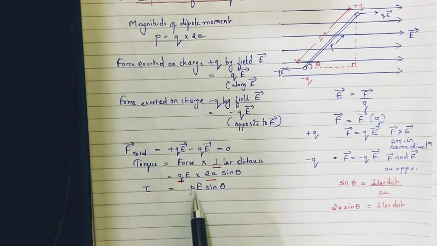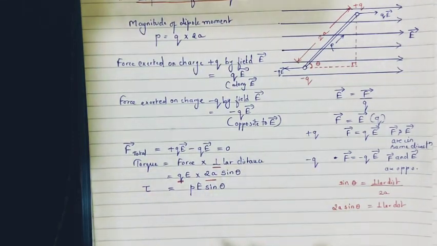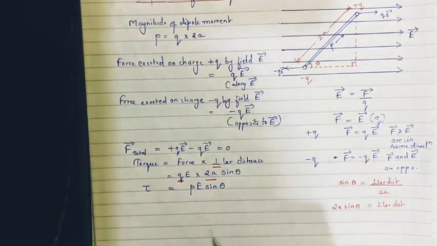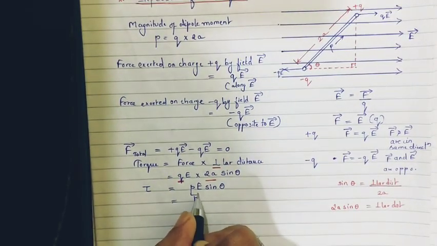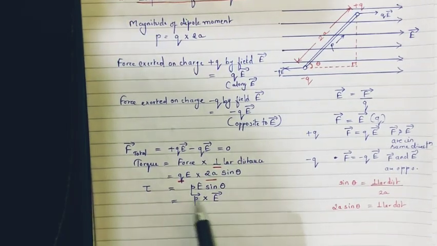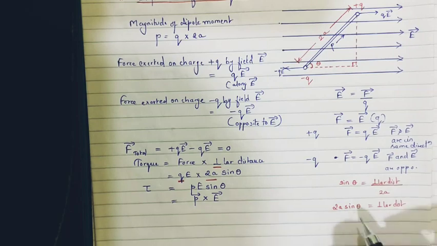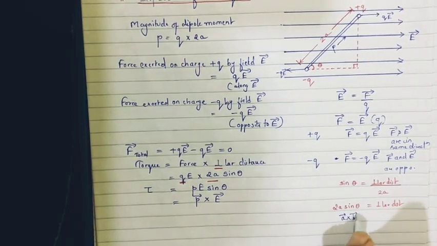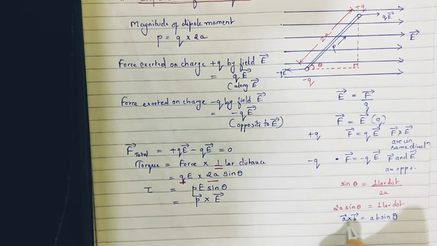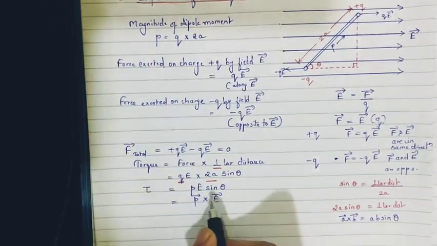Correct? So PE sine of theta, can you express it in terms of vector? This is a formula for a cross product, right? So we can write this as P vector cross E. This is the formula for the cross product: A cross B is given by AB sine of theta, where theta is the angle between A and B, right? So using this basics, I can write this over here.